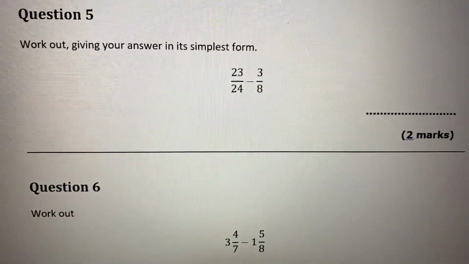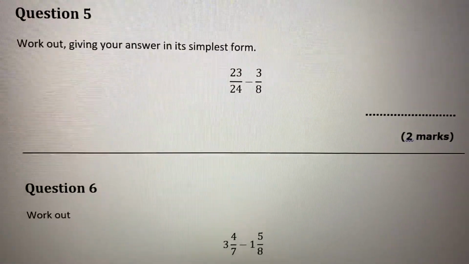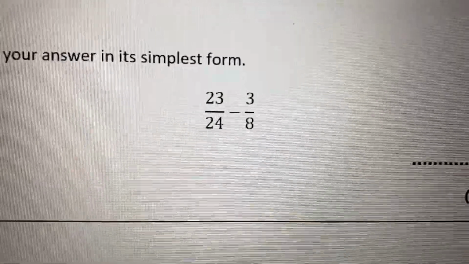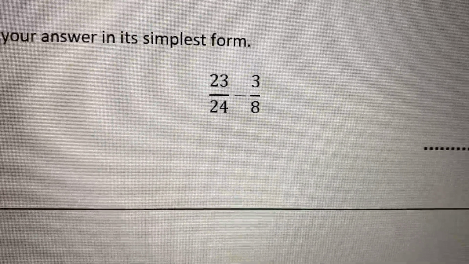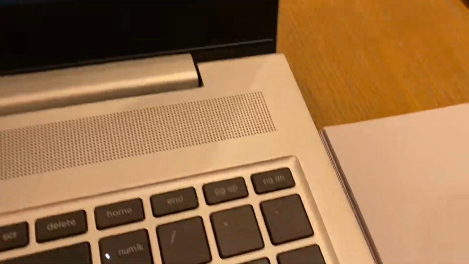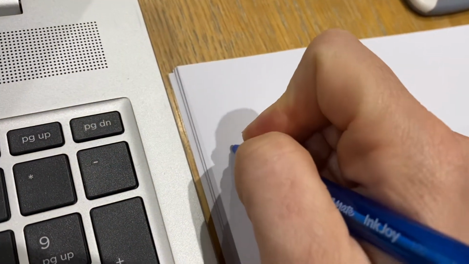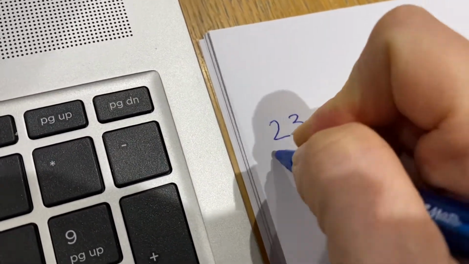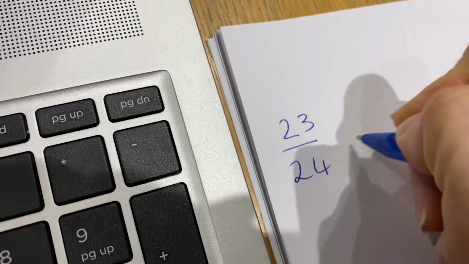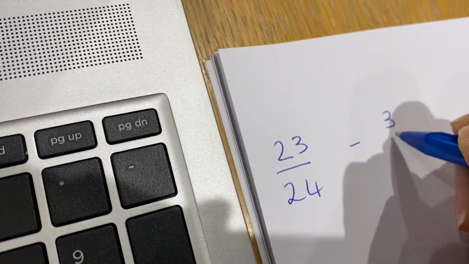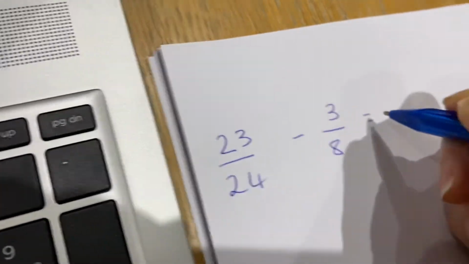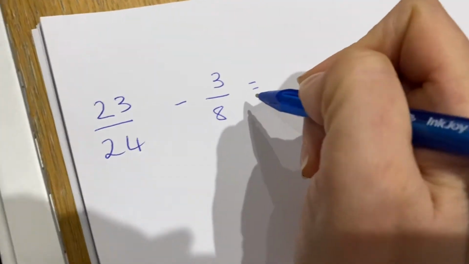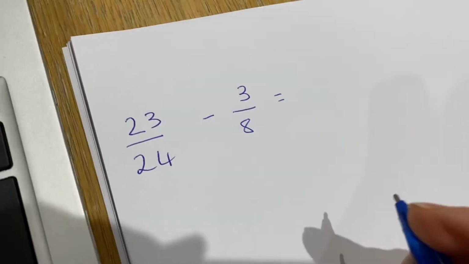So in this video, I'm going to be looking at questions 5 and question 6 from the homework. Question 5 is 23 over 24, subtract 3/8. So I'm going to write that down. 23 over 24, subtract 3/8.